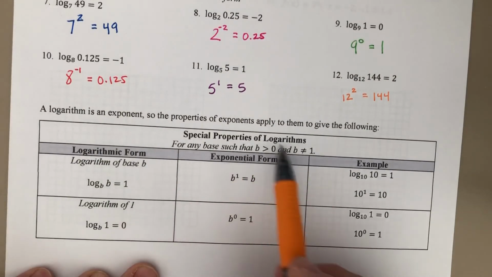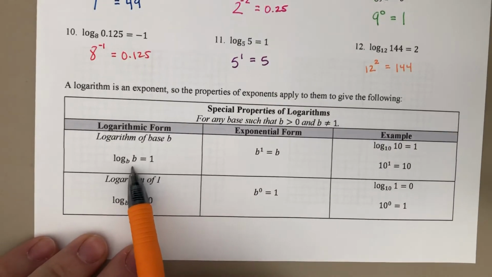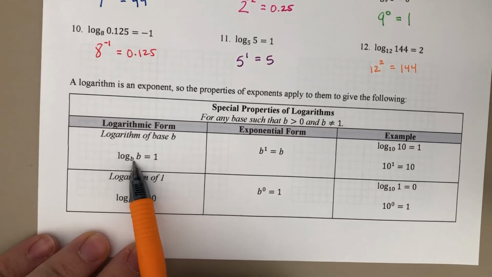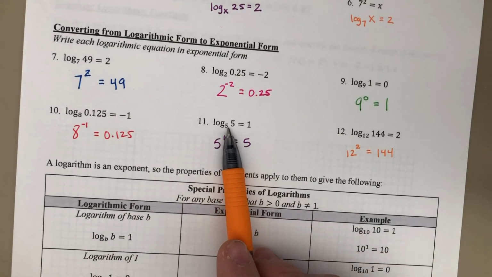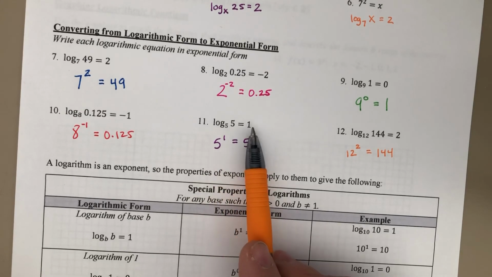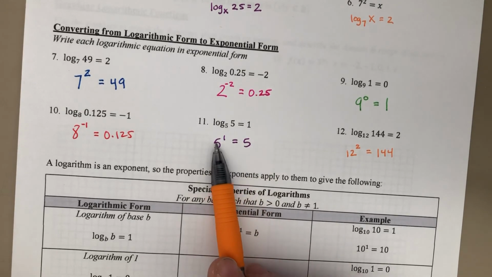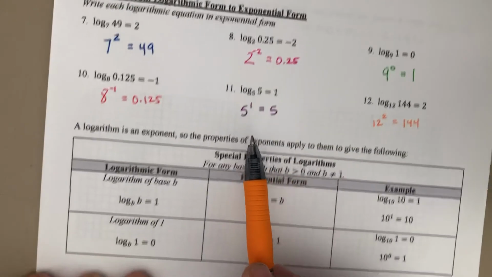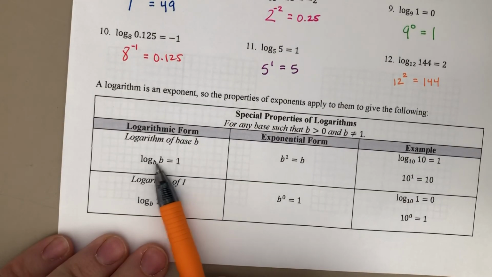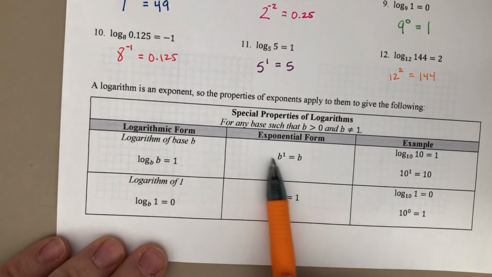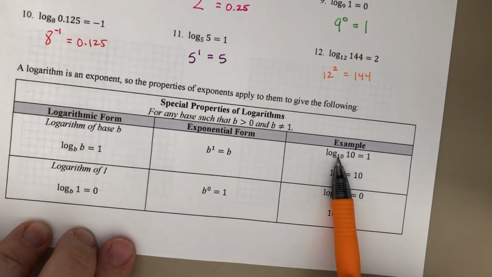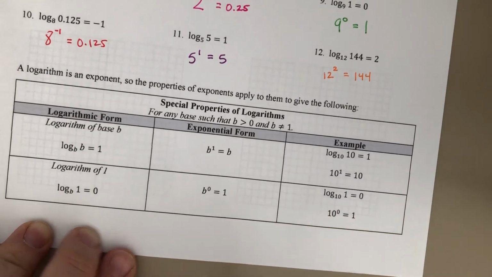Some special properties for logarithms. If the two numbers here are the same, if log base b of b, if those b's are the same number, that's always going to equal 1, just like it was right here. 5 and 5, same number, that's going to equal 1. That's because 5 to the first is 5. So whatever that number is, if they're identical, it's going to equal 1. In the exponential form, there it is. Here's an example. Log base 10 of 10 is equal to 1 because 10 to the first is 10.